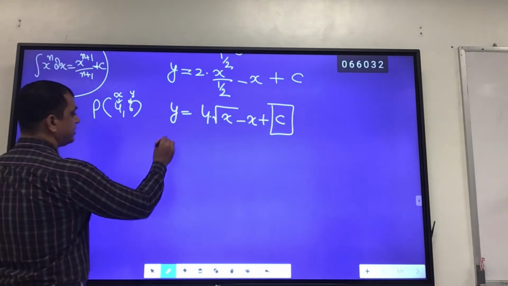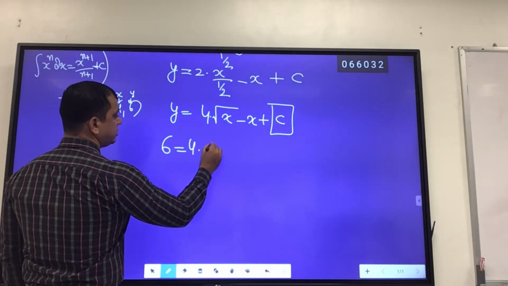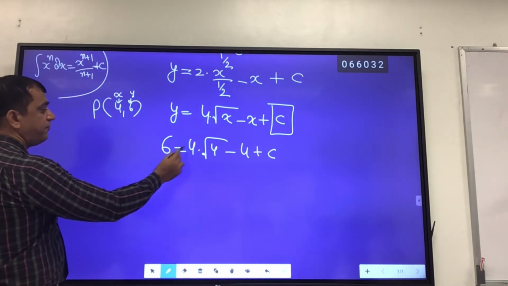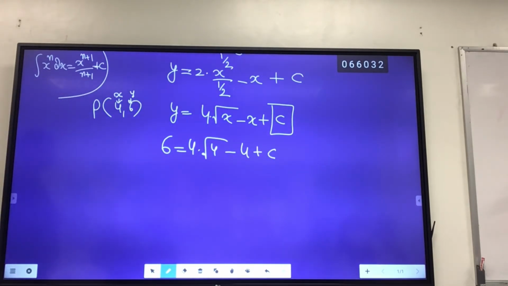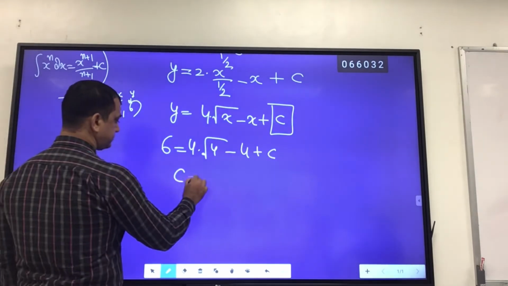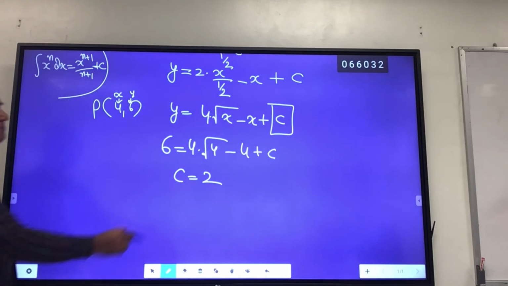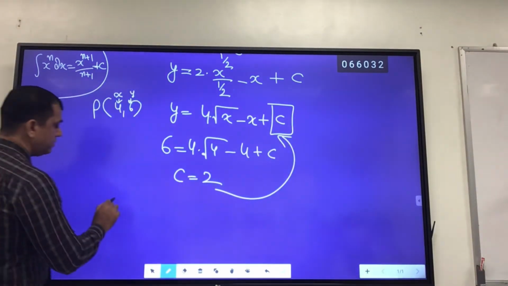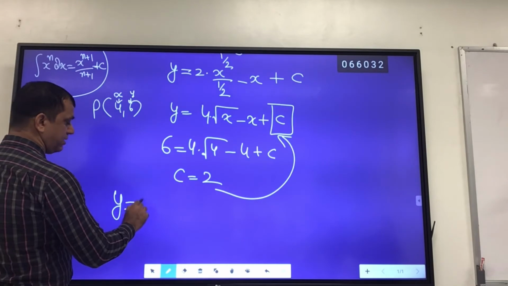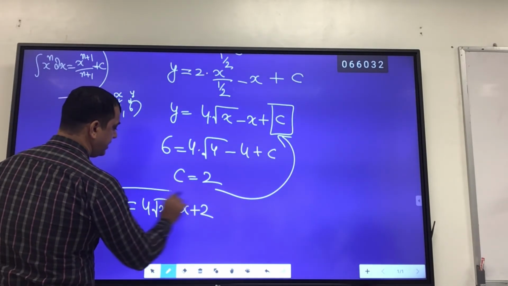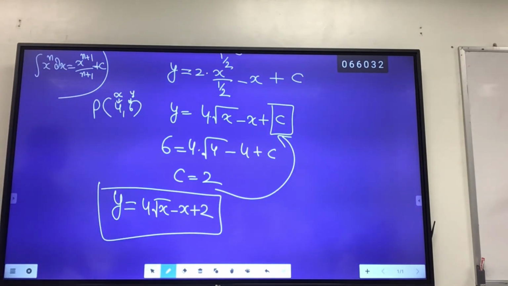Plugging y equal to 6, x equal to 4. What should we see? 4 times 2 is 8, minus 4 is 4. 6 minus 4 is? Is it okay? c is 2. So plugging this back into the equation, we got the equation of the curve as y equals 4 root x minus x plus 2. So you can see it is an equation, there is no constant now.